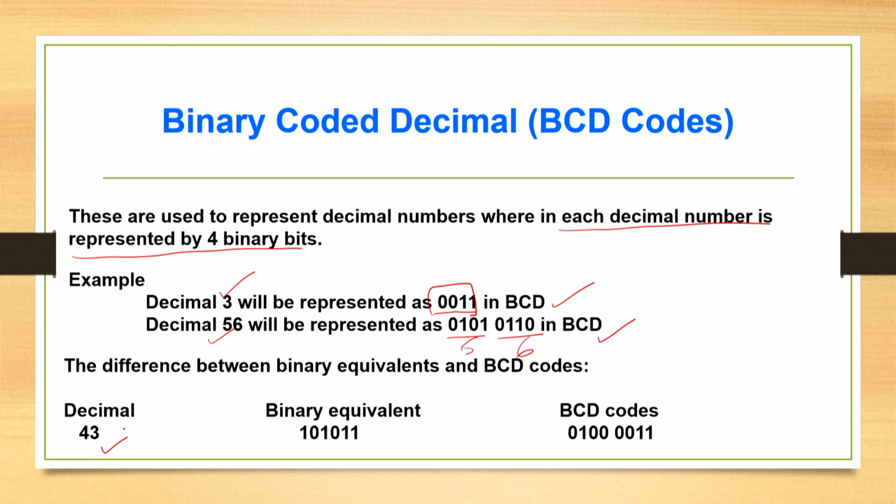If we take a decimal 43, its binary representation is 101011, whereas the BCD is what? Consider these 4 bits, this represents a 4, and consider the next 4 bits, this represents a 3. So, this is the difference between the binary coded decimal and the equivalent binary numbers. So, this was all about the binary number system.